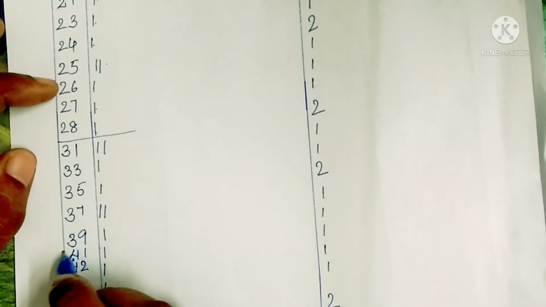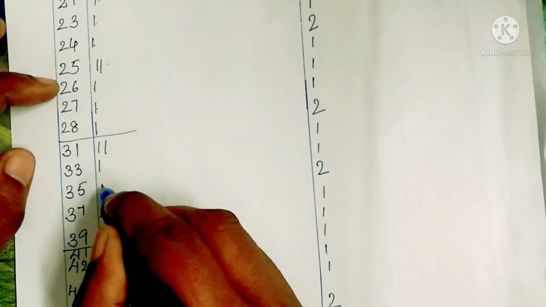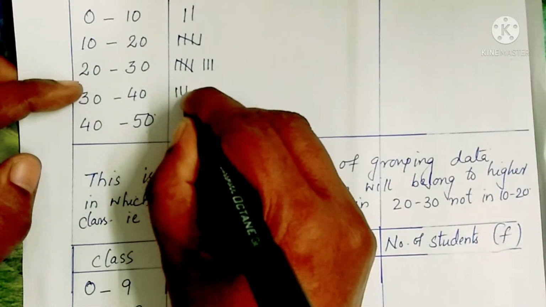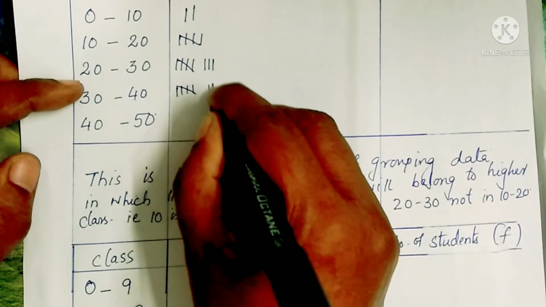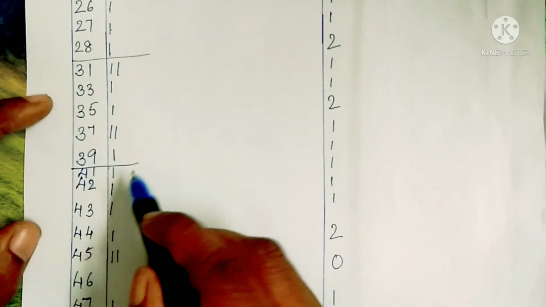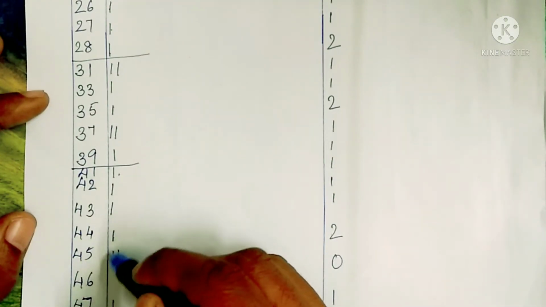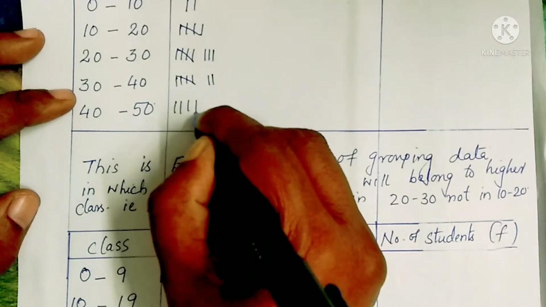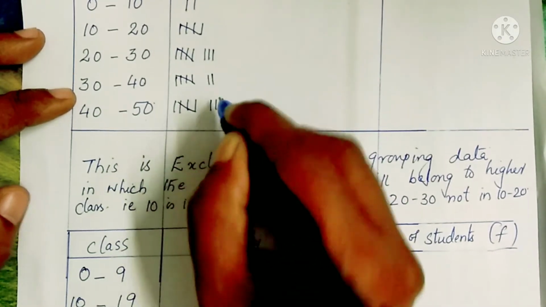Then 30 to 40. See here till this. 1, 2, 3, 4, 5, 6, 7. So here it will be 1, 2, 3, 4, 5, 6, 7. And then 40 to 50, remaining all 1, 2, 3, 4, 5, 6, 7, 8. So here again 1, 2, 3, 4, 5, 6, 7, 8.